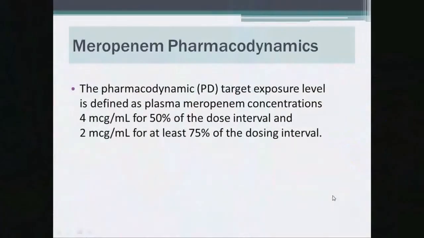And even then, they felt that for Pseudomonas infections, you should be above the MIC for over 80% of the dosing interval. And that's assuming that the Pseudomonas MIC is 2 micrograms per ml. If the MIC was higher, that would change. So for their studies, the pharmacodynamic target exposure level was 4 micrograms per ml for 50% of the dosing interval and 2 micrograms per ml for at least 75% of the dosing interval.